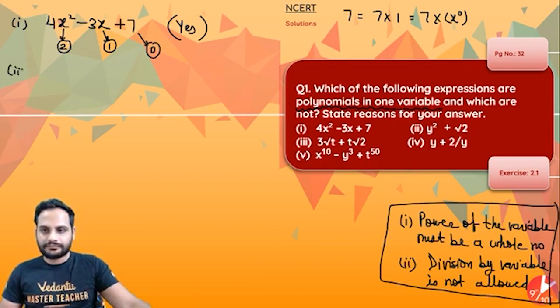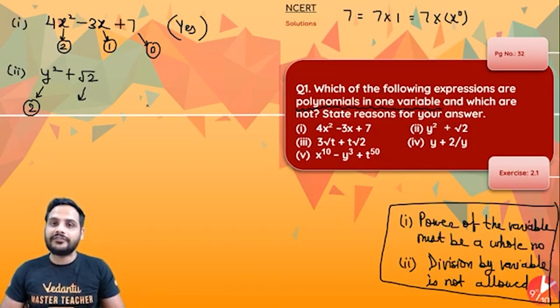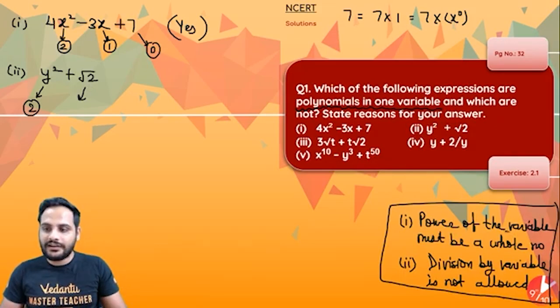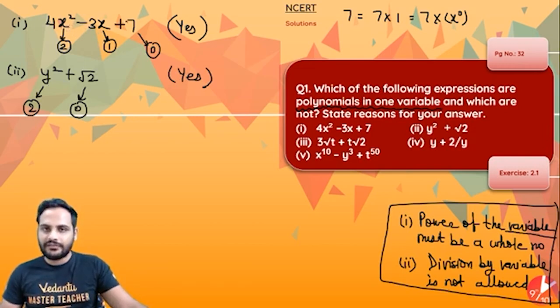Second part, y square plus root 2. Now in y square, power of the variable here is 2. Now many will think, sir, square root has come, power is half. But remember, I am telling you very clearly, it is the power of the variable. So power of the variable in any constant term will be 0 only. So again, all the powers of the variable are whole numbers. Division by variable is not done here. So I can say yes sir, it is also a polynomial in one variable, because only one variable is here. In the first example, only x is present as the variable. Here only y is present as the variable.